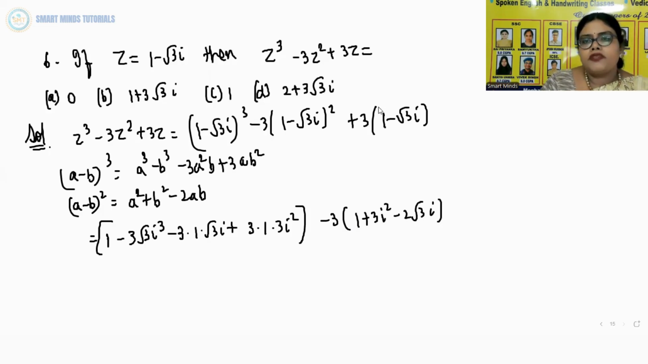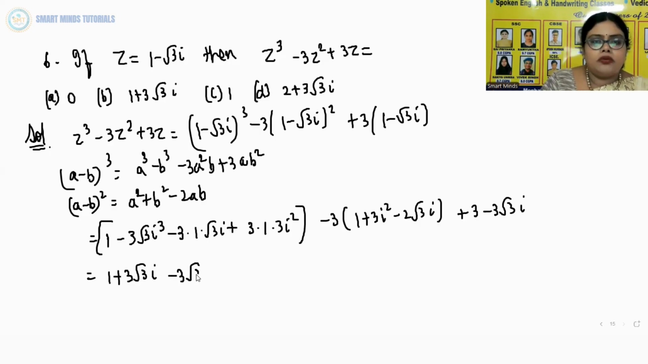Then the third bracket, we just have to multiply 3 inside. So 3 minus 3 root 3i. So that is 1 minus 3 root 3. i cube can be written as i square into i, and i square is minus 1. So this will become plus 3 root 3i, minus 3 root 3i, plus 9i square will become minus 9. Now minus 3 into 1 minus 3 minus 2 root 3i, plus 3 minus 3 root 3i.